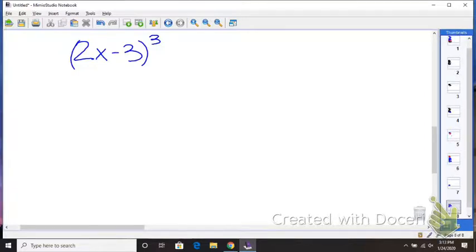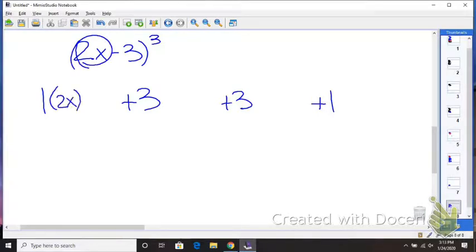You know the third coefficients will be what? 1, 3, 3, 1. Okay? Now, my first term isn't just an x this time, it's a 2x. So we're going to go 2x to the what power? Cubed. Then I have 2x squared. And then I have just 2x.